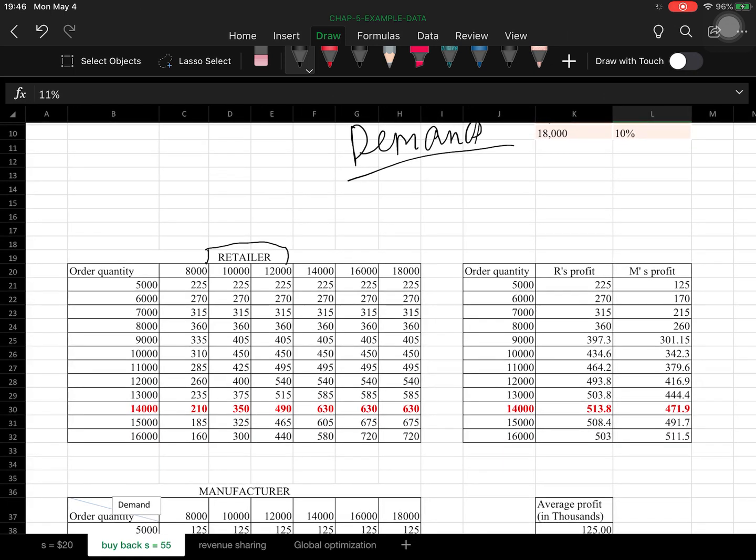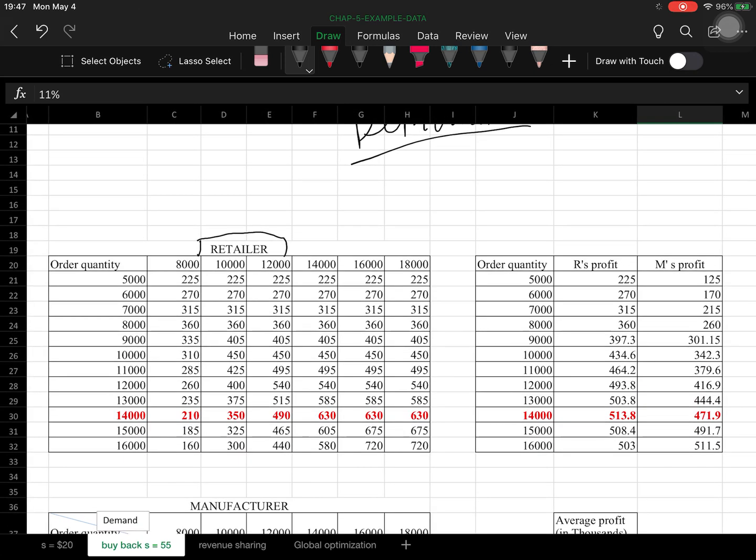So how do we calculate the profit of the retailer? If the order quantity is less than the demand, let's take this case.